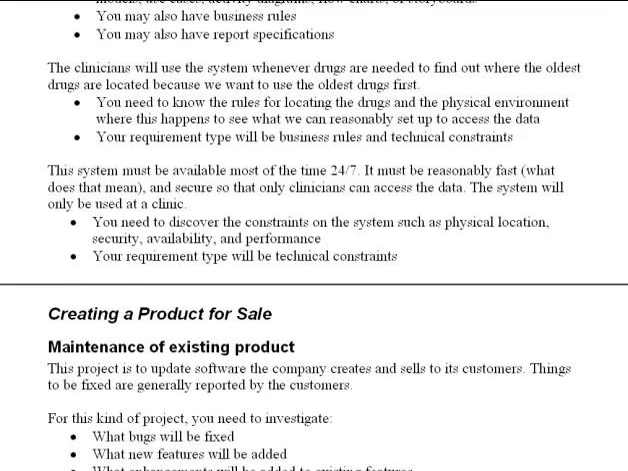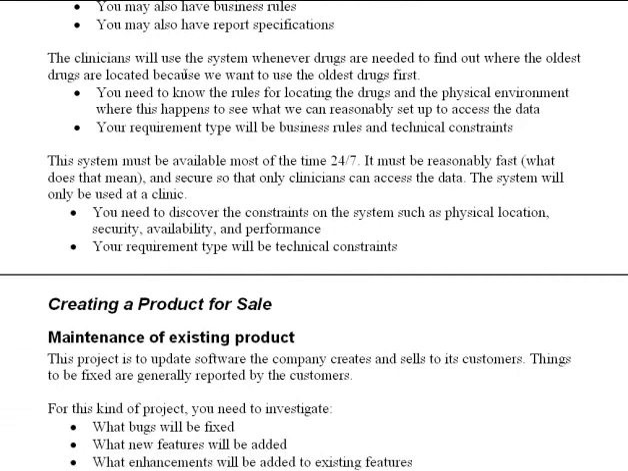Okay, what else? The clinicians will use this new system whenever drugs are needed, and they're going to use it to find out where the oldest drugs are located because we want to use the oldest drugs first. You need to know the rules for locating the drugs and the physical environment where this happens to see where we can reasonably set up to access the data.